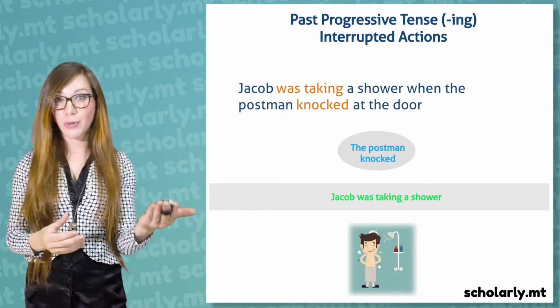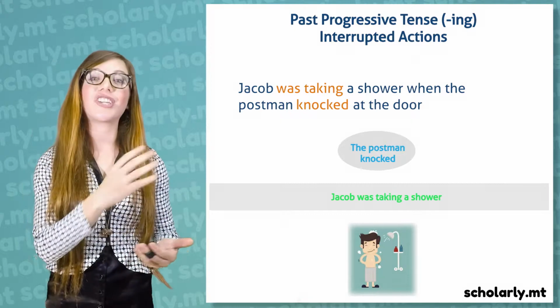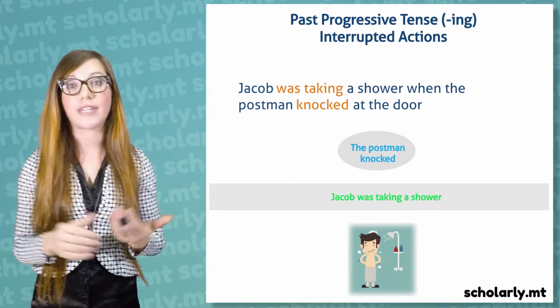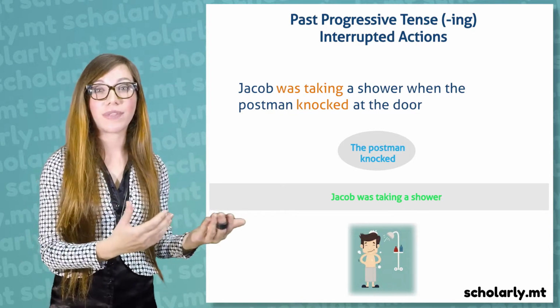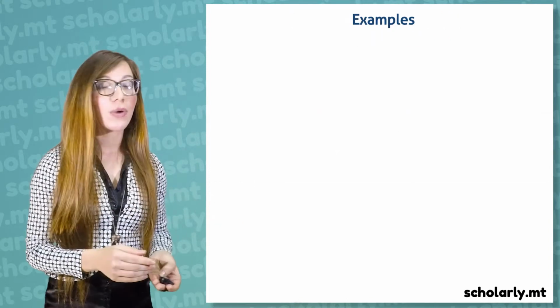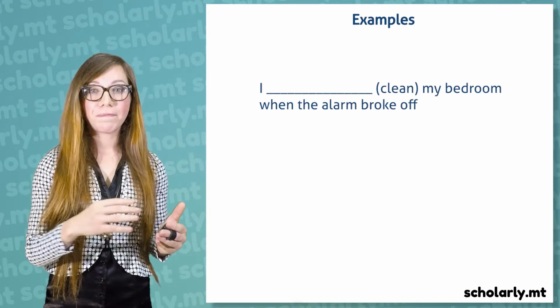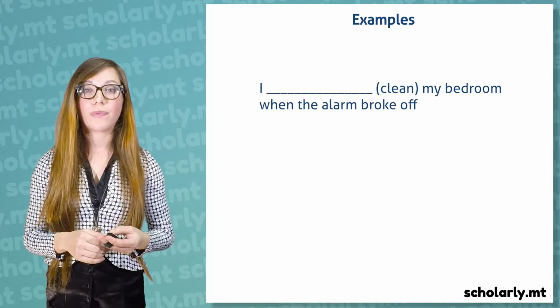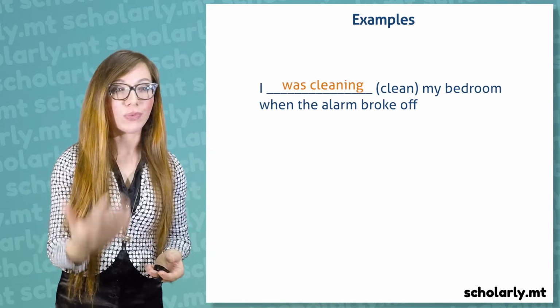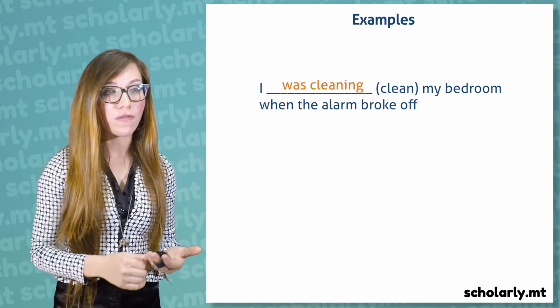So we use the past progressive tense to talk about actions that were ongoing over a certain period of time, and they were interrupted with something else, with another action. Okay. My bedroom, when the alarm broke off. I was cleaning my bedroom when the alarm broke off.